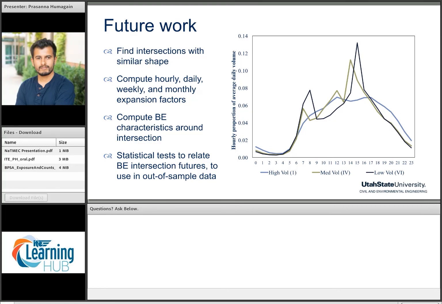And the remaining work is also to compute different built environment characteristics around the intersections, and at last we're planning to relate those intersections and our clustering work so that we can use that in other intersections, or in out of sample data, or in those intersections which are not signalized intersections right now.